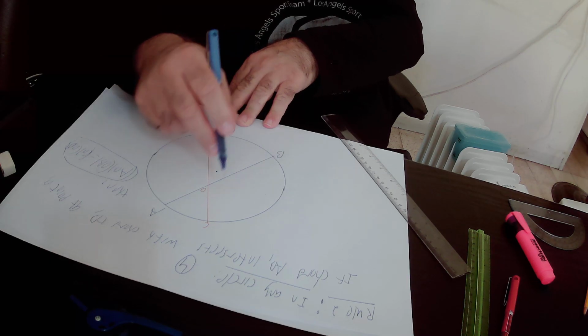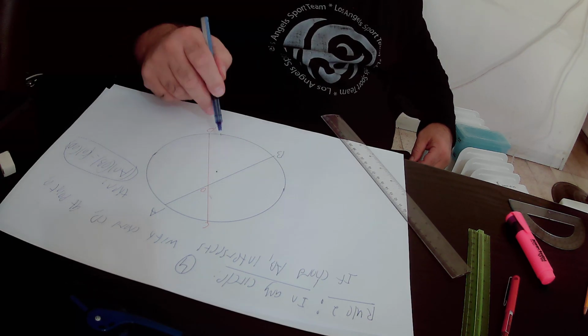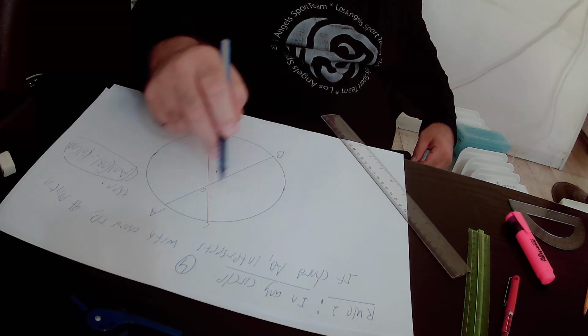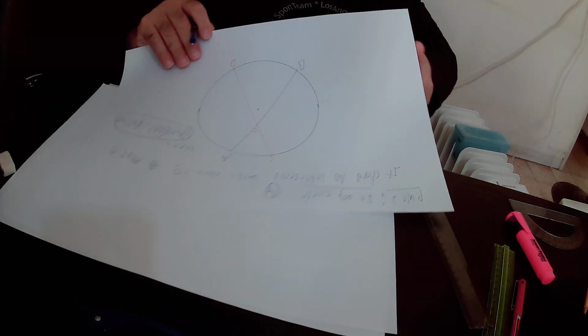AO times OB equals CO times OD. Again, if chord AB intersects with chord CD at point O, then AO times OB equals CO times OD. We actually can implement rule number 2 in our drawing.